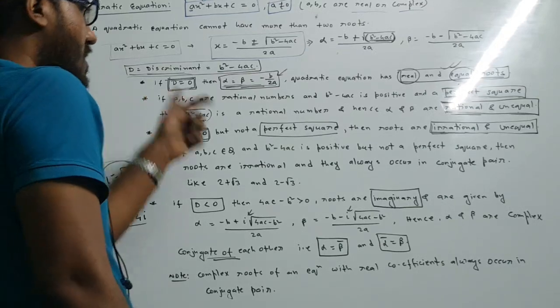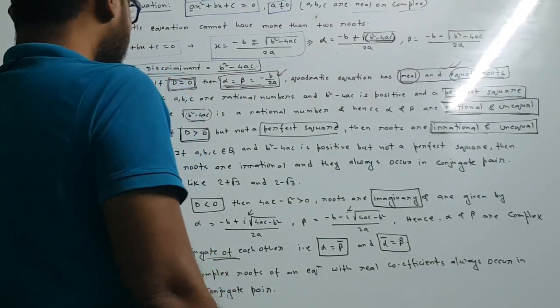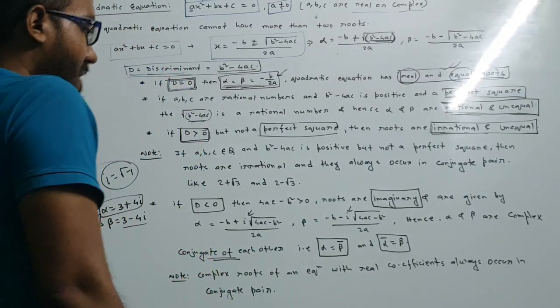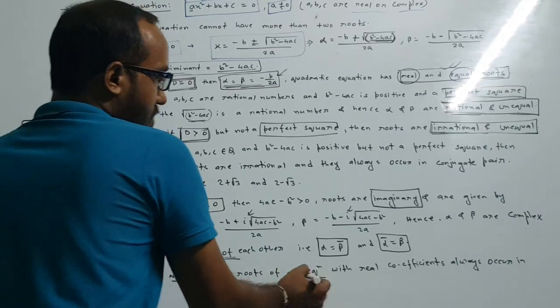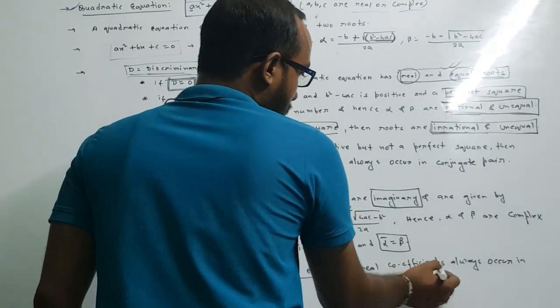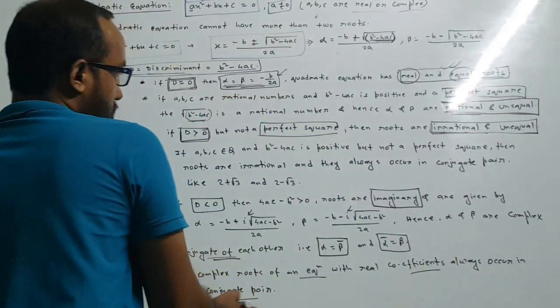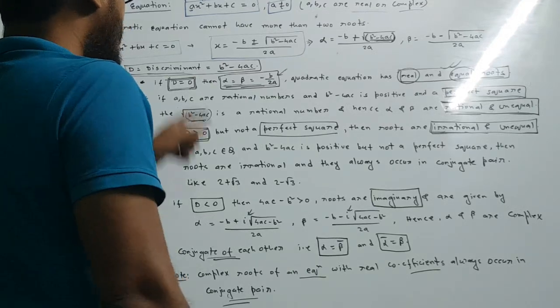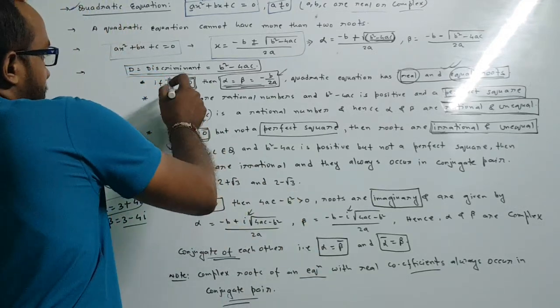When we learn the complex number chapter, we will see how these things came. Complex roots of an equation with real coefficients always occur in conjugate pairs. So remember this thing, I am again repeating it.